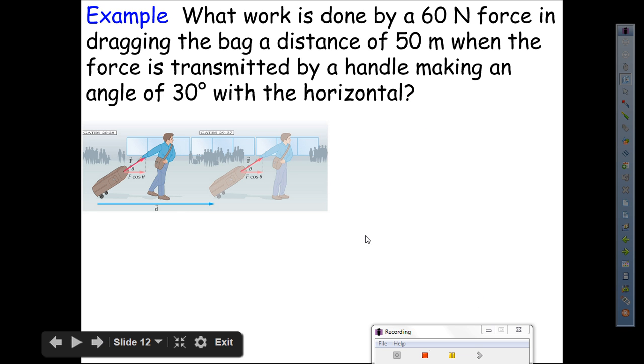All right, this one says what work is done by a 60 Newton force in dragging the bag a distance of 50 meters when the force transmitted by a handle making an angle of 30 degrees with the horizontal. So let's see if it works it out.